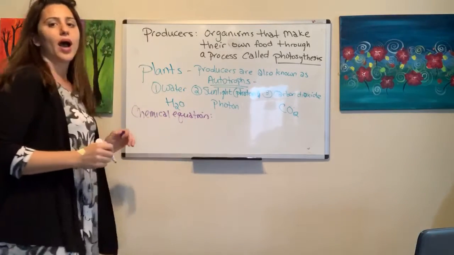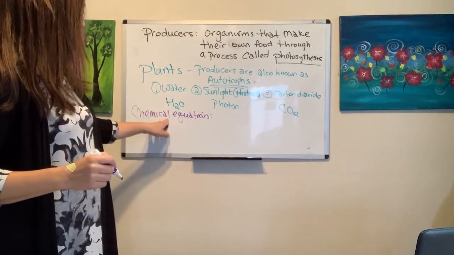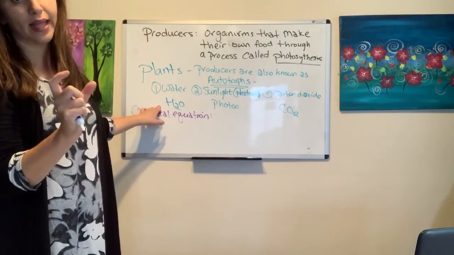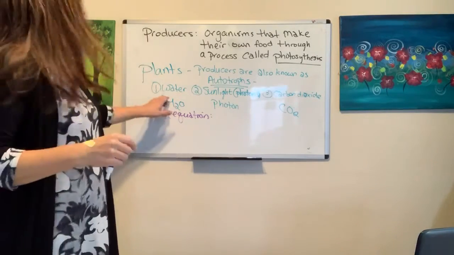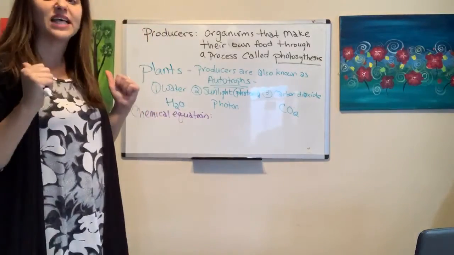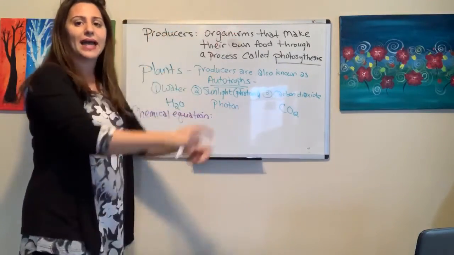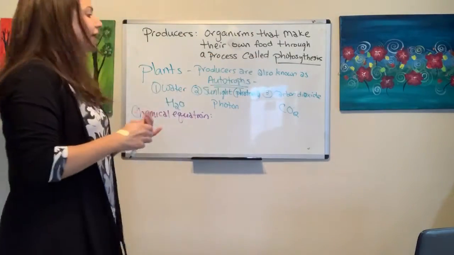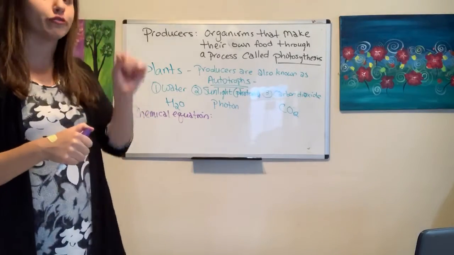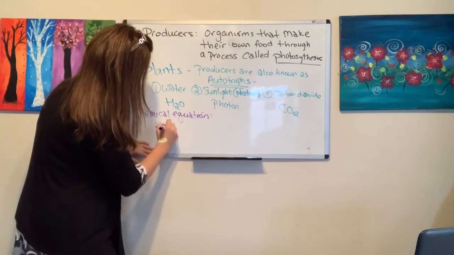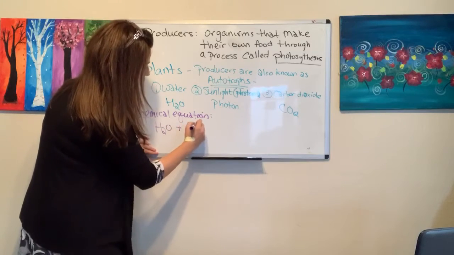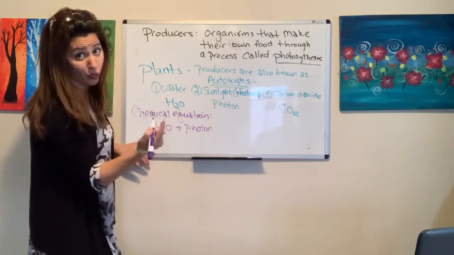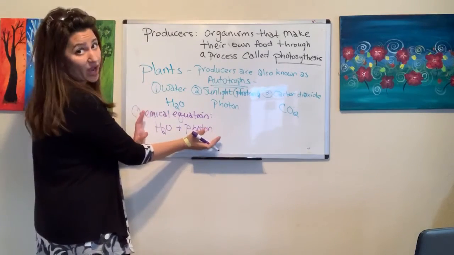And by the way, when we're talking about the chemical equation, I'd like you to use the term reactants as opposed to ingredients. Reactants always go to the left side, the products always are on the right side, and what separates the two is an arrow, and the arrow means converts to. It doesn't mean equal to, it means converts to. So we have H2O plus CO2, and we have photons here, so let's just write that. It really doesn't matter what the order is on that side of the equation.